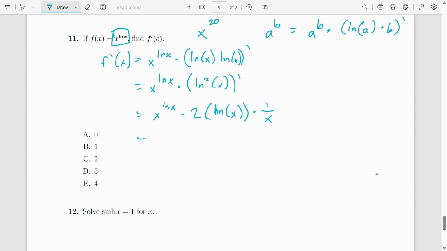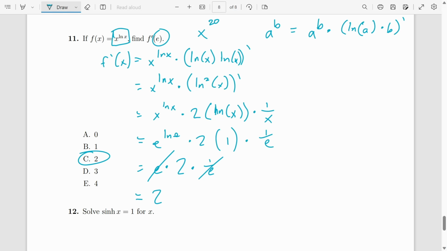So we're here now. I actually think we can just plug in e at this point, and we can get our answer. So this is now e to the ln of e times 2 times ln of e, which is 1, times 1 over e. Let's see, e to the ln of e. ln of e is just 1, so this is just e times 2 times 1 over e. These two e's cancel out, and we're left with 2.